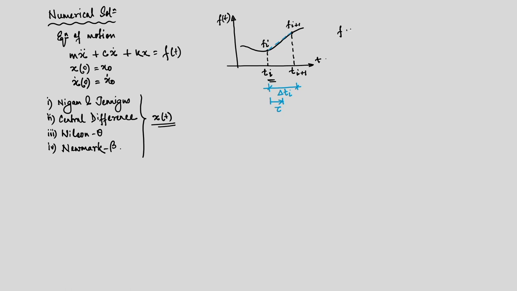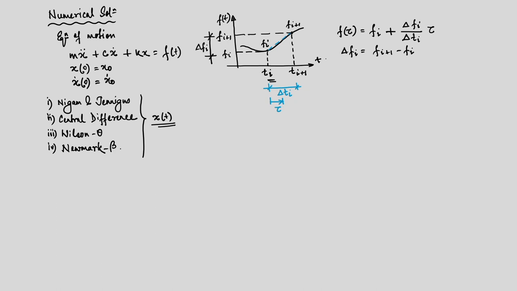So, f of tau will be f i plus the total variation of forcing. At the ith point this is our F i, and at the i plus 1 point we have this value. So, this is our delta F i. Now, this variation occurs over a time step of delta t i. So, we have delta F i divided by delta t i times tau, where delta F i is nothing but F i plus 1 minus F i.